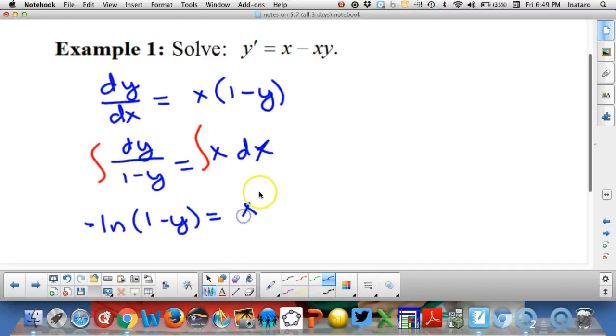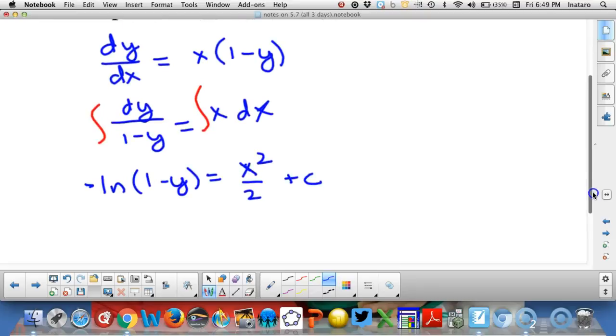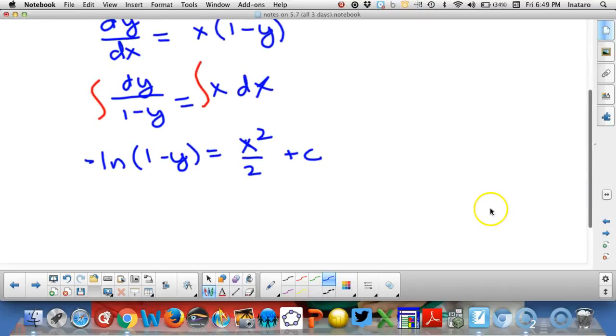Now I'm going to take the antiderivative of the right side of the equation, so I'll have x squared over 2, and then we have plus c. Now, you might say, oh good, we're all done. However, we need to actually rewrite this so that y is by itself. So now we need to rely on our skills from pre-calculus.